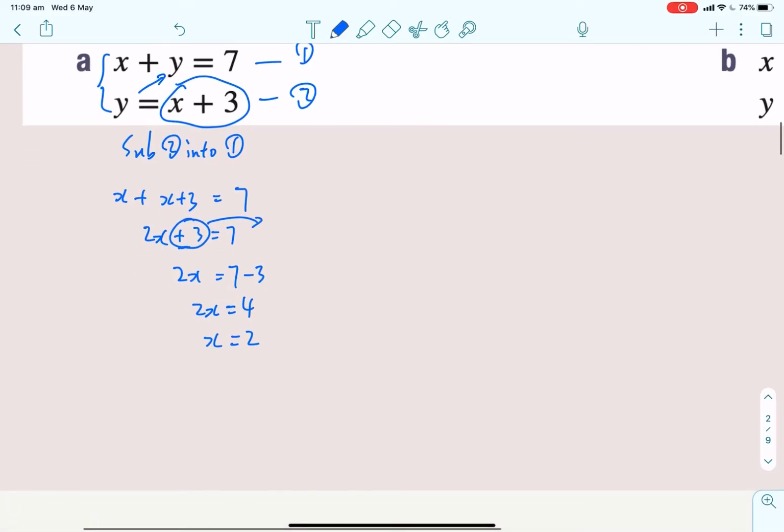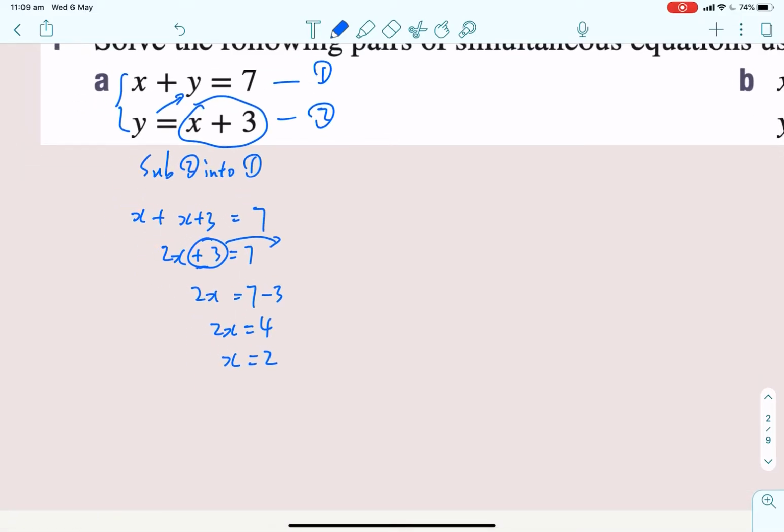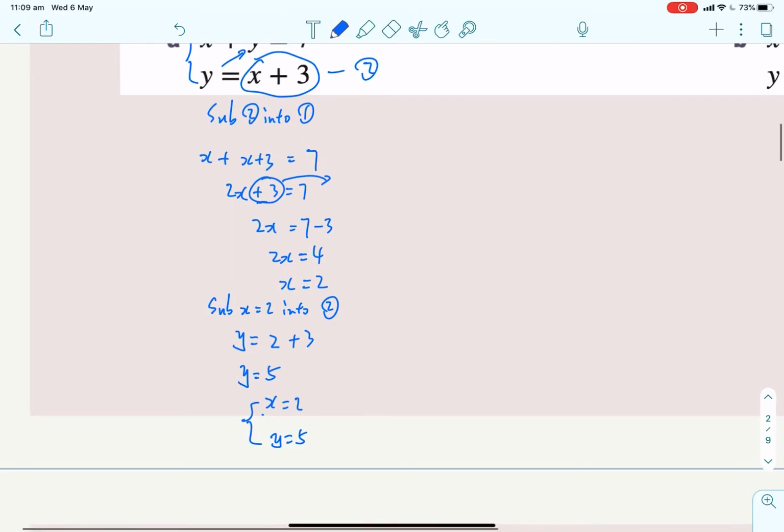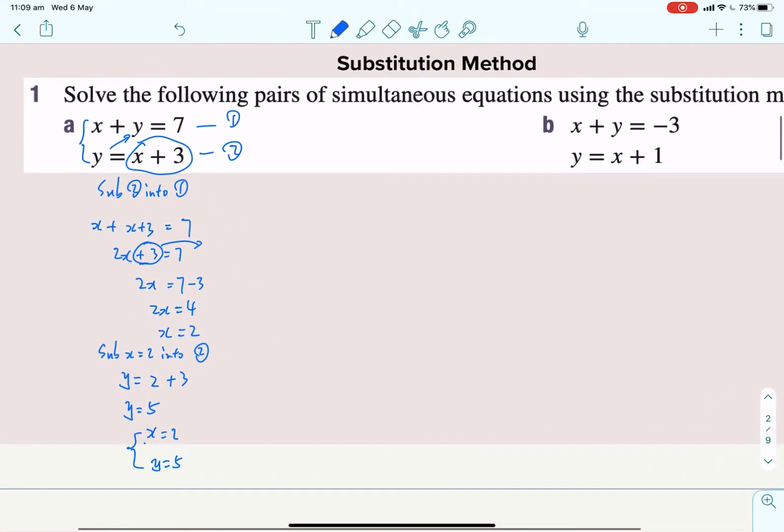Yeah. We're not done yet. We solved x. We still need to know what y is. So we need to substitute x equals 2 into one of the equations. It doesn't matter which one, but it looks like the second one's easier. So we substitute into 2. So y equals x, which is 2, plus 3. Okay, y is 5. So again, our solution is x equals 2, y equals 5. It's the same format as what we learned last lesson. So yeah, we need to write the solution like this.